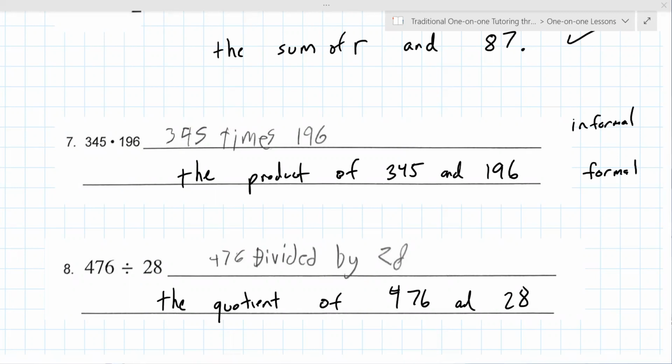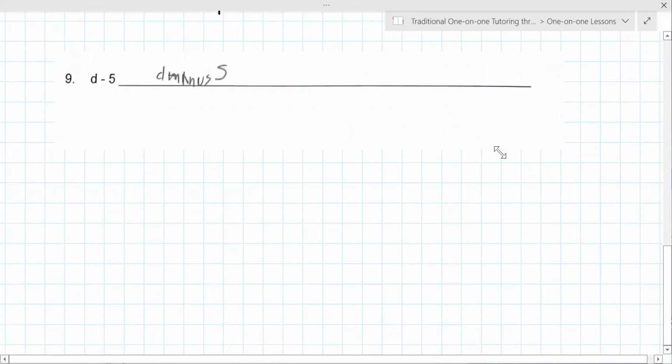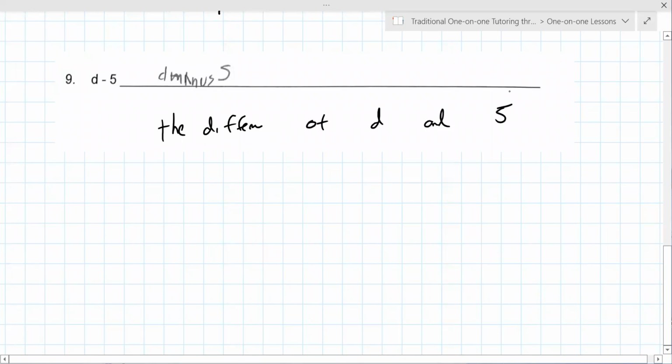Okay. So for 9, kind of the same thing. I guess they didn't give you a line for it, but the word you would use is the difference. The difference of D and 5.